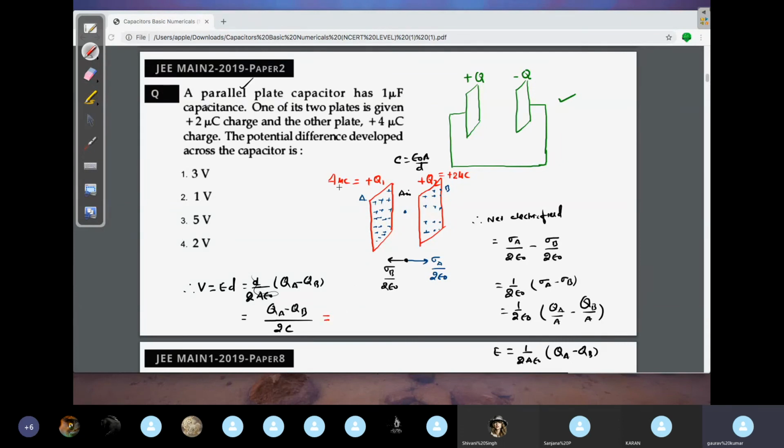What is QA? QA is given as 4 microcoulomb. Here you have plus 2. So if you take the difference, you will get 2 microcoulomb. 2 into 10 to the power of minus 6 upon 2 into C. What is C? C is 1 microfarad. 10 to the power of minus 6 will get cancelled. Answer is just 1 volt. Question is over.